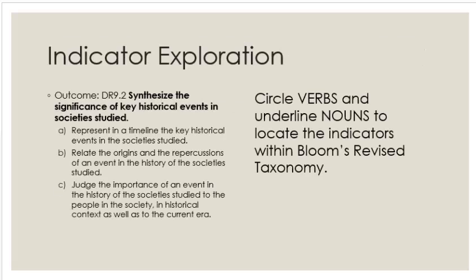So let's have a look at a specific outcome from Social Studies 9. Outcome DR 9.2 says, synthesize the significance of key historical events in societies studied. This outcome happens to have a total of 3 indicators.